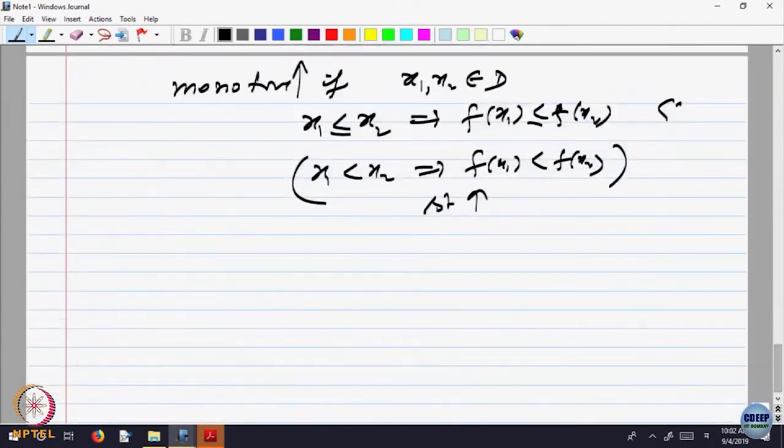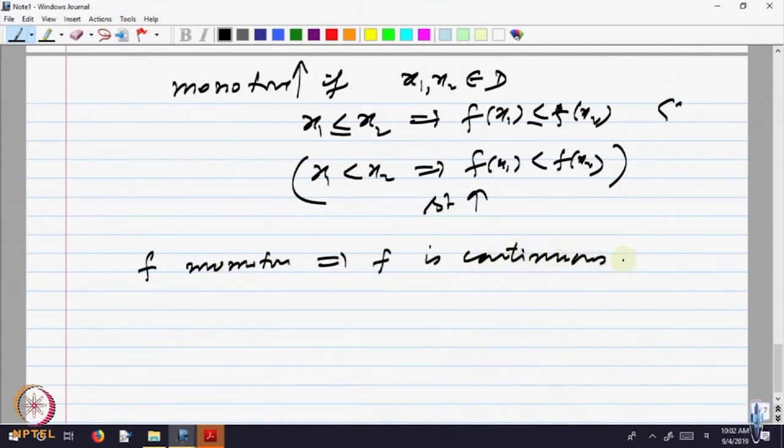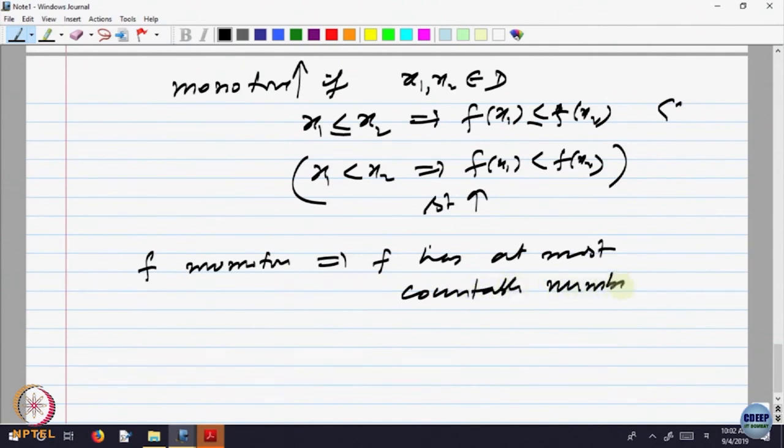We showed that f monotone implies f has at most a countable number of discontinuities. Right, that we showed. Every monotone function is continuous except at discontinuities; the only possible discontinuities are the jump discontinuities, and they are at most countable. Okay.